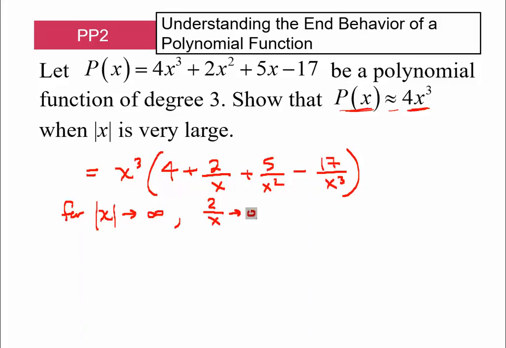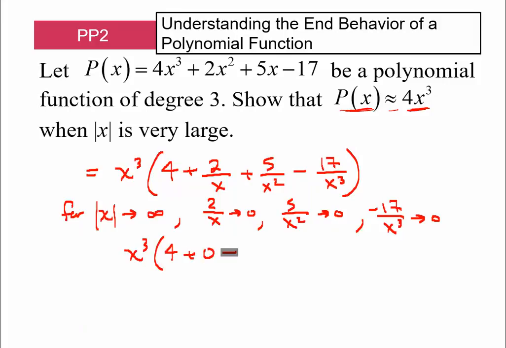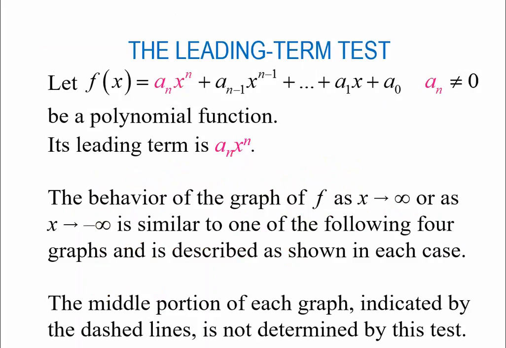We're going to say 2 over x is going to go to 0. 5 over x squared is going to go to 0. And negative 17 over x cubed will go to 0. Therefore, we're going to have x cubed times (4 plus 0 plus 0 minus 0), approximately. So there it is. We have proved that approximately this function is going to be 4x cubed at the end behavior of the graph. Okay, the shortcut, of course, is just called the leading term test. So why do all that work?